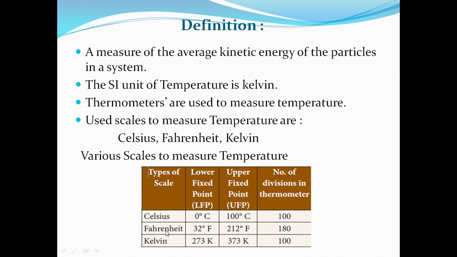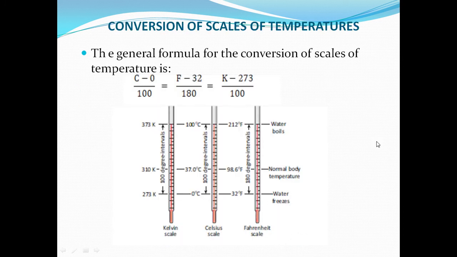The next formula is for the Fahrenheit scale. F minus 32 divided by the number of divisions, which is 180. So F minus 32 over 180 is the second term. The third term is for the Kelvin scale: K minus 273 divided by the number of divisions, 100. Are you clear? It is easy to remember. Don't forget this formula. It is a very, very important conversion formula.